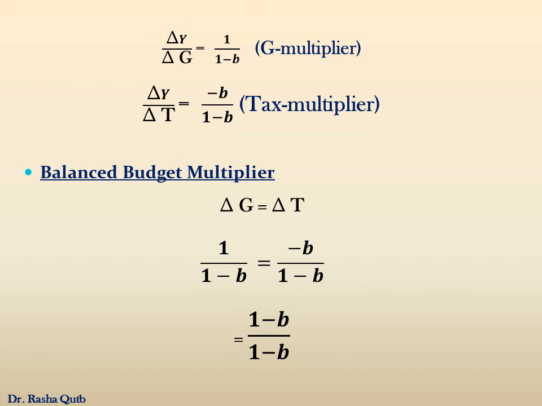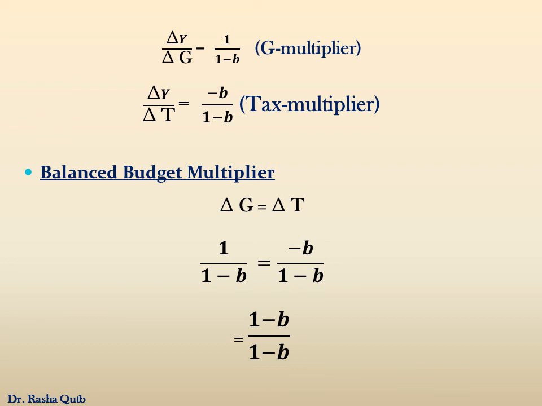When I derive the tax multiplier, I differentiate the previous equation with respect to T, and it will be minus b over 1 minus b. We must remember that the value of the tax multiplier is negative. Why negative? Because when taxes increase, it lowers the disposable income. And the value of the government spending multiplier is greater than the value of the tax multiplier.